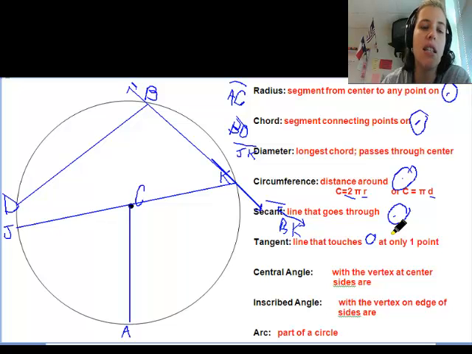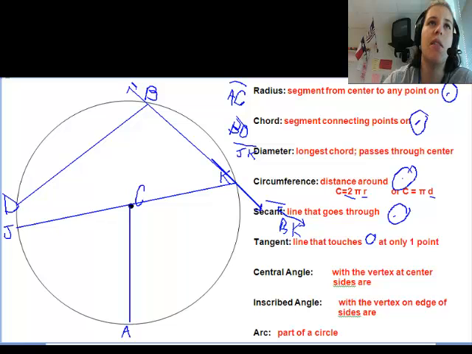Well, what that means is that it's kind of like the circle is sitting on it, because we know if it goes in, it's got to come out. Because it's a line, it's going to keep going, right? And so what this winds up looking like is it kind of looks like the circle is just sitting on that line. Let me show you what I mean.